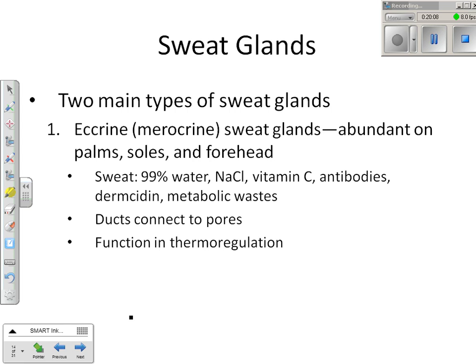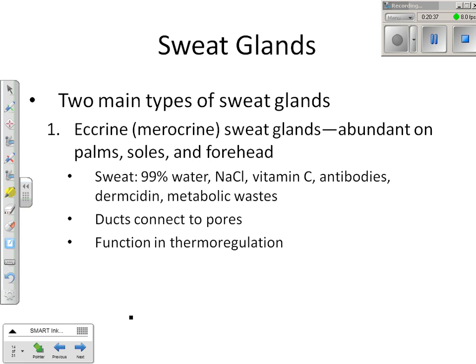These eccrine sweat glands, also known as merocrine, are abundant on the palms of your hands, the soles of your feet, and your forehead. So these are sweaty areas from time to time because you break out in a sweat. There's a numerous amount of these eccrine sweat glands in these areas, and they're about 99% water, with some salt, vitamin C, some antibodies, dermacidin, and metabolic waste that you find in sweat.